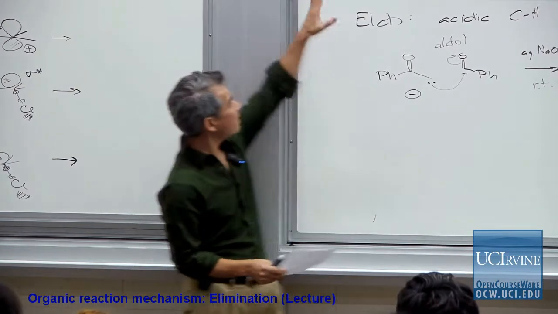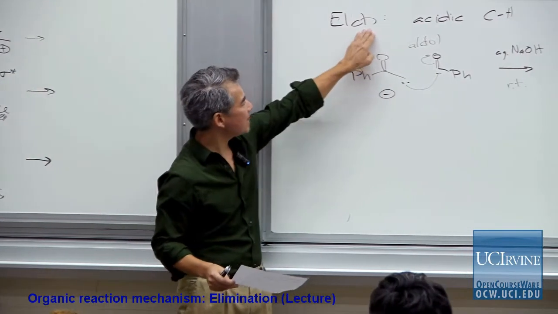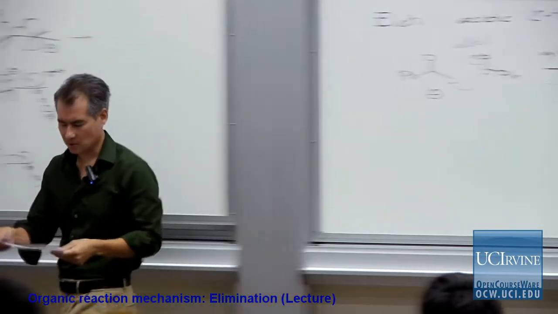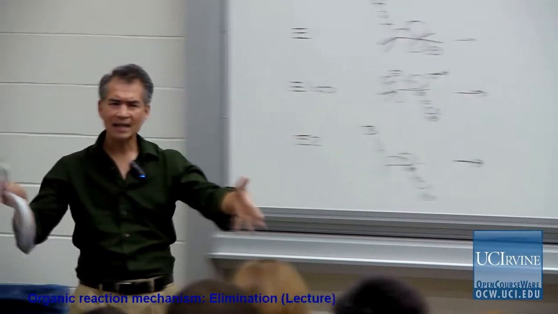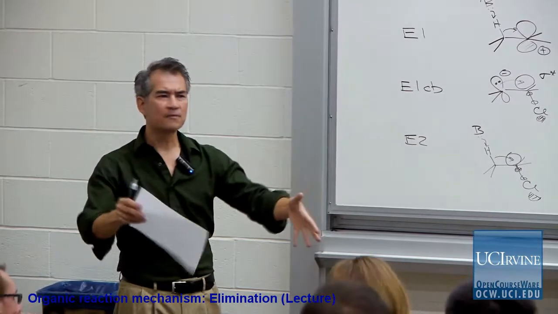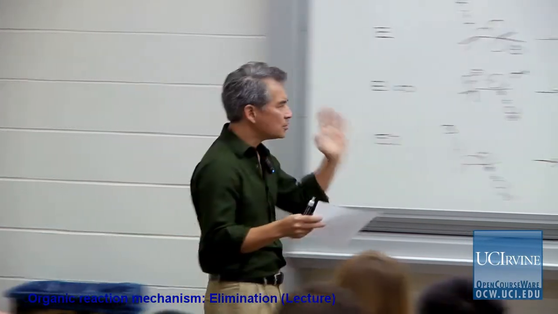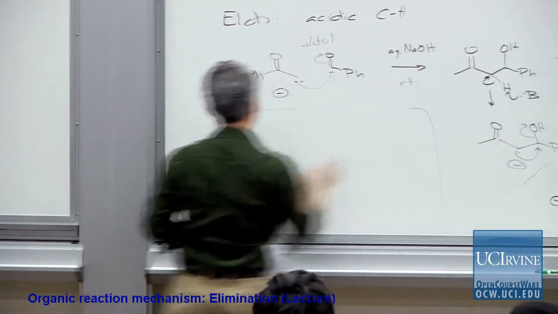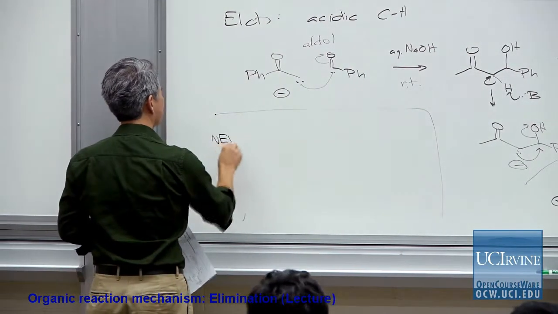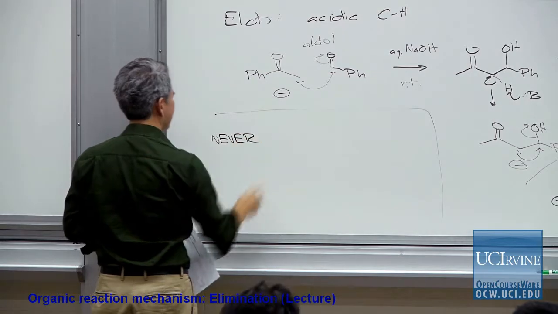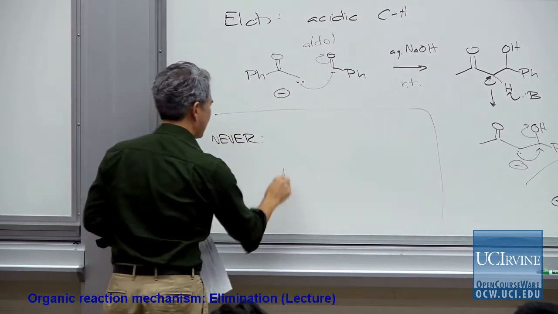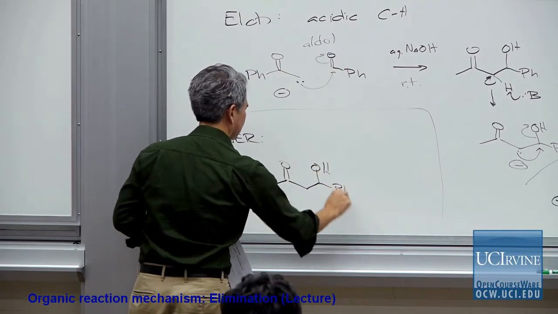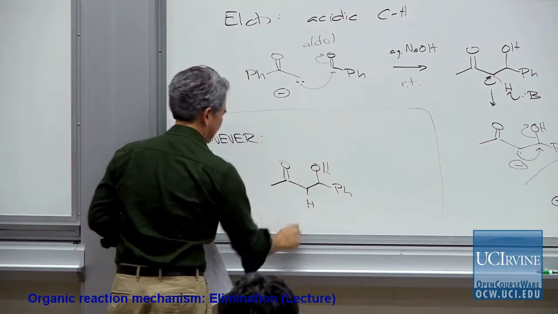Okay, so that's E1CB reactions. There's the conjugate base, and the conjugate acid is before you pull the proton off. So whenever you have highly basic conditions and you can form stabilized carbanions, you will always go through this sort of two-step mechanism. And I'm going to urge you not to do this. Never, not ever, don't ever, never. And let me just emphasize this. Never, not ever.